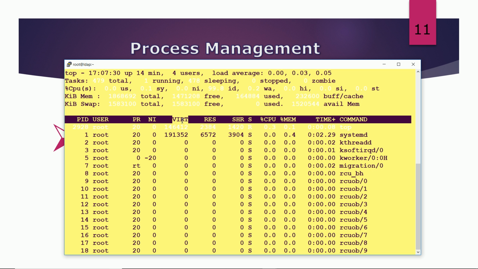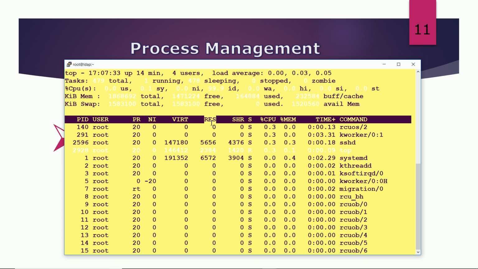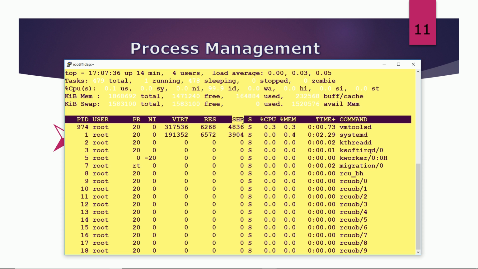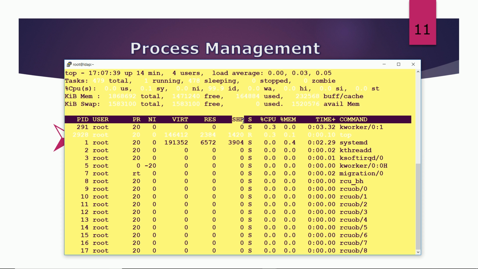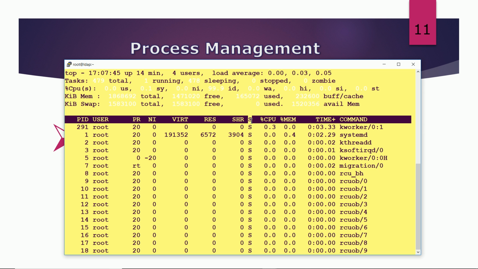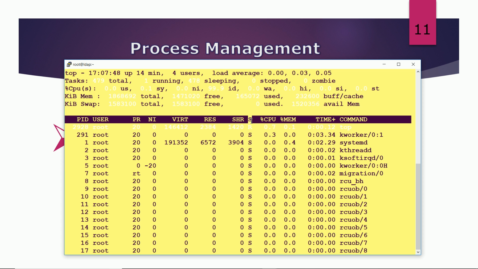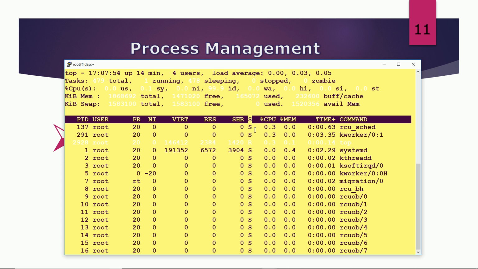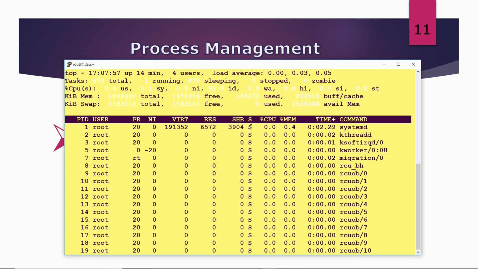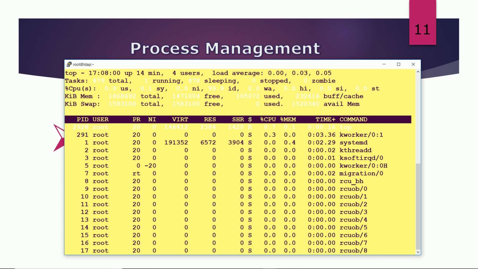VIRT is the virtual memory used by the process. RES is the physical memory used by the process. SHR is the shared memory of the process. S denotes the status of the process. It could be sleeping, running, zombie, uninterruptible sleep or interruptible sleep. So S here means interruptible sleep. If you want to know the state of the process, you have to look at this column.